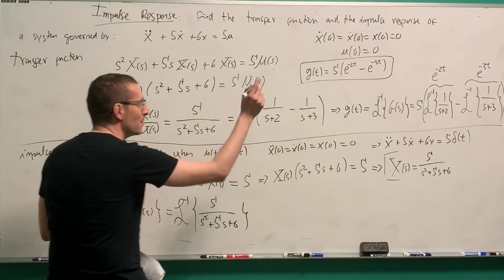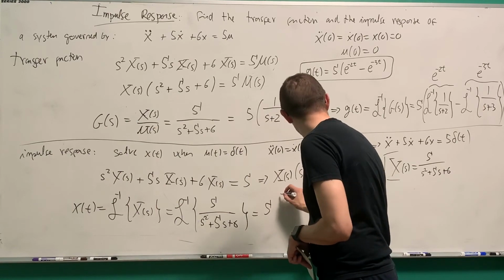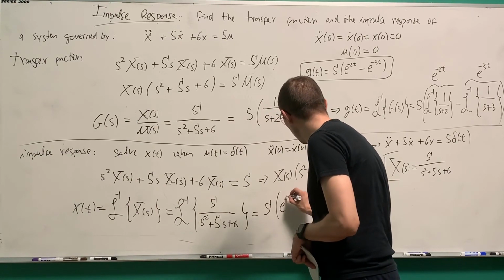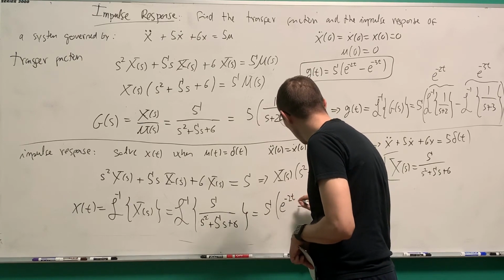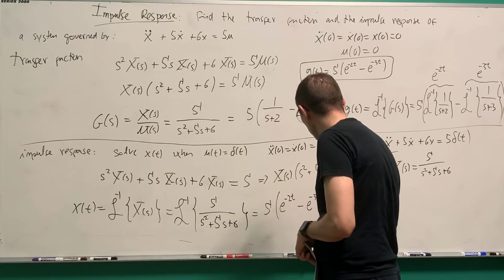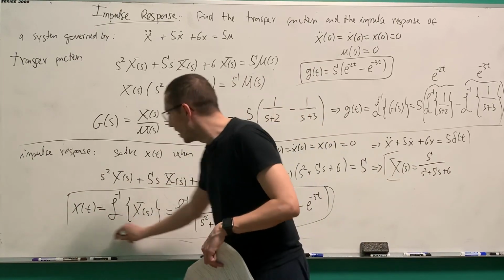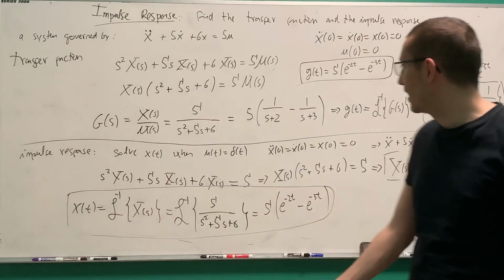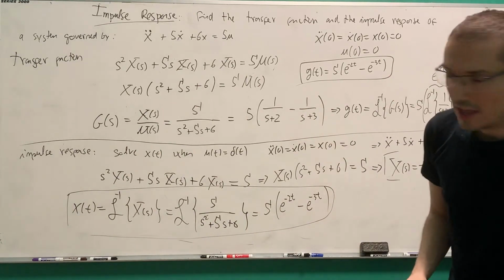But we've already done that in the previous exercise. And this thing is exactly 5 times e to the minus 3t minus, e to the minus 2t minus e to the minus 3t. And that is the impulse response. Now, of course, this is just to explicitly check that the impulse response is exactly equal to the transfer function.